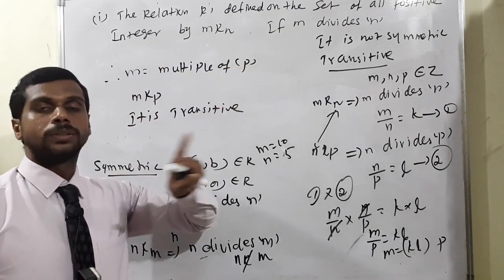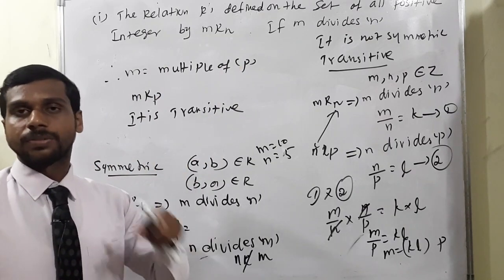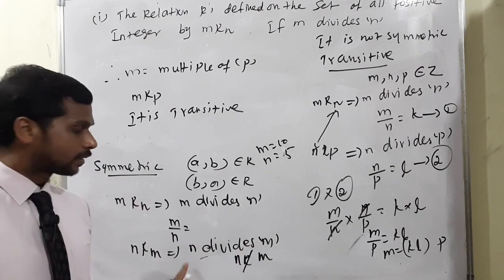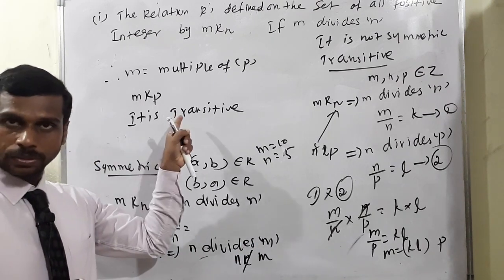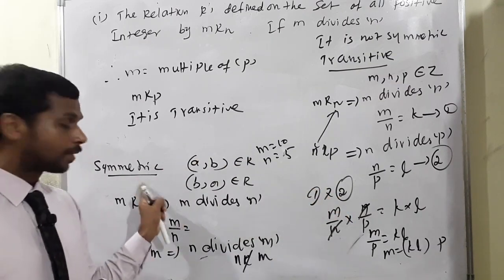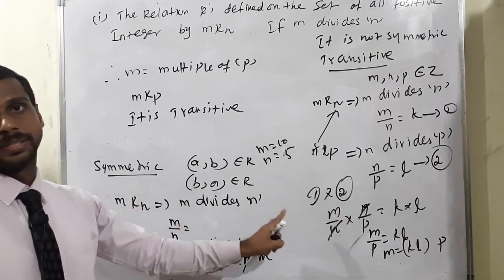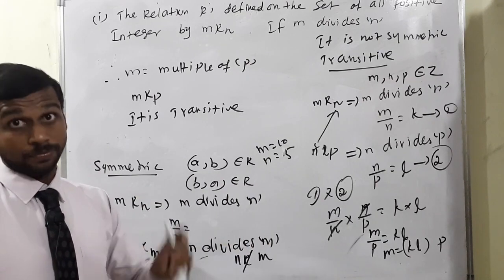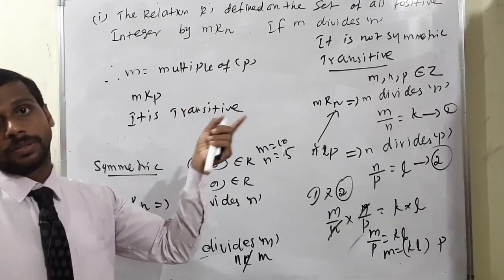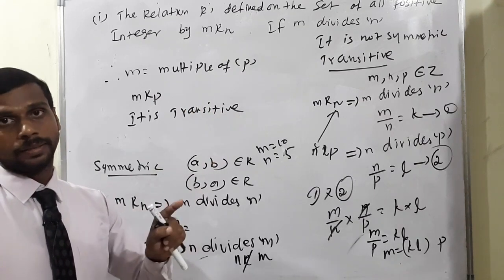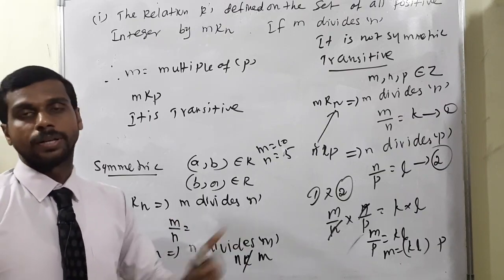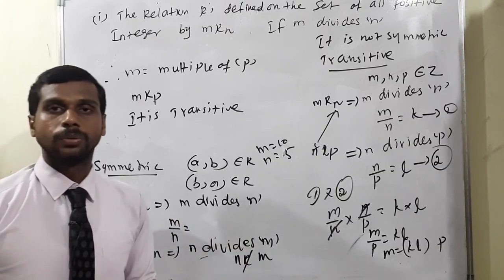Sometimes if the same question asks whether it is an equivalence relation, we can say it is not an equivalence relation. Why? The second condition is not satisfied. Reflexive is satisfied, and transitive is also satisfied, but symmetric is not satisfied. That's why we are saying it is not an equivalence relation. If that part is asked, after writing the same, we have to state the final term, equivalence relation or not, and we can say it is not an equivalence relation. I will continue with the next subdivision.